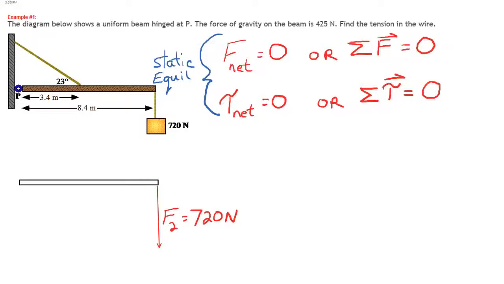The next force is the weight of the beam itself. Now it tells us that the beam weighs 425 newtons and that the beam is uniform. So there are no thick or thin spots. It's a nice, steady, consistent density all the way throughout. And we already know that all the weight of that uniform object will be concentrated right in the center. So we can label that 425 Newton force as if it all acts in the direct center of the beam. So let's do that now.